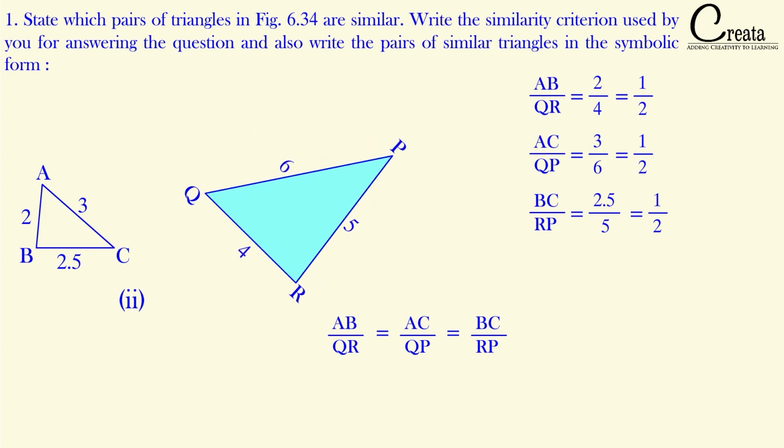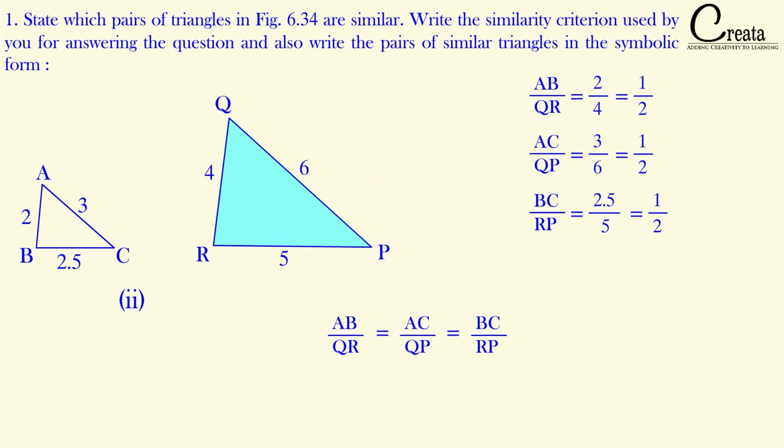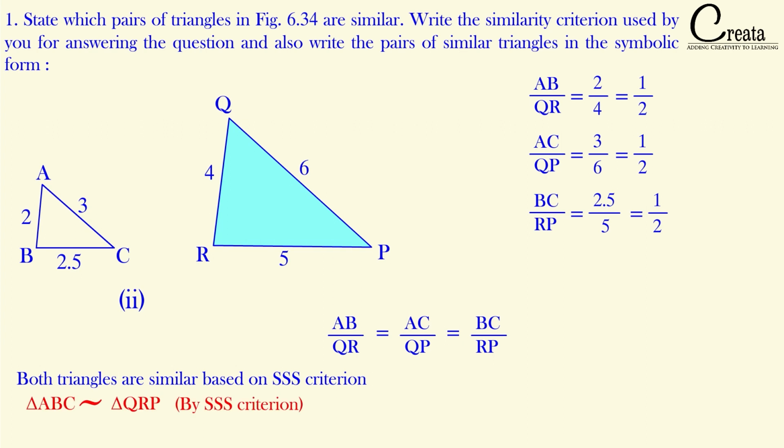Here AB will correspond to QR and AC will correspond to QP and BC will correspond to PR. And these are the corresponding sides and the ratio of these corresponding sides is equal to 1 by 2, basically equal to each other. So we can say here both the triangles are similar to each other by SSS criteria, that is side side side criteria. But the trick is how we will write this triangle as similar. We will write triangle ABC is similar to triangle QRP.